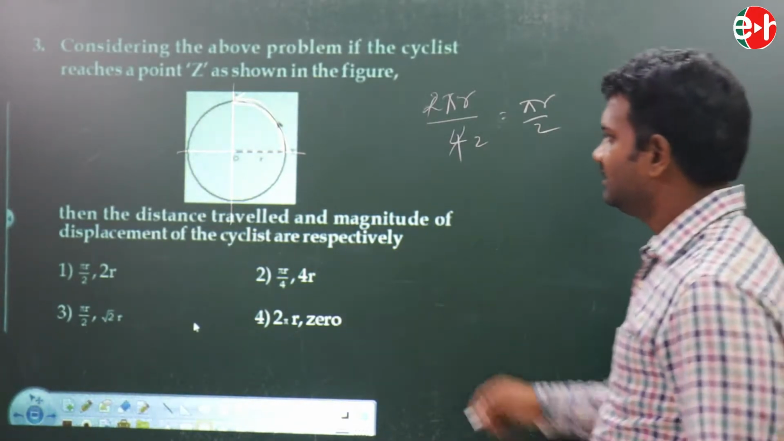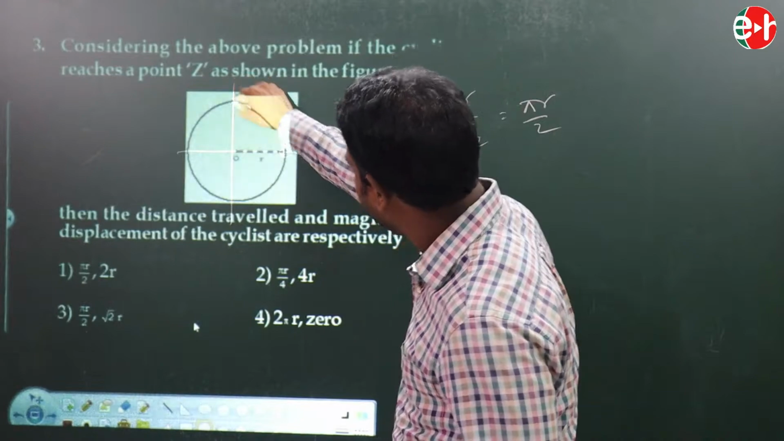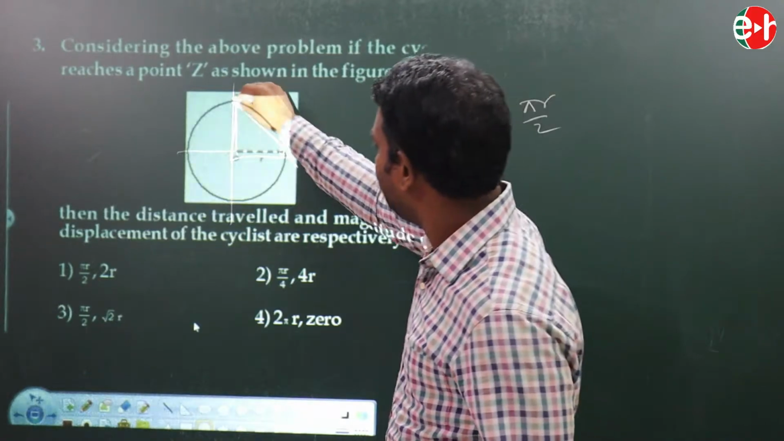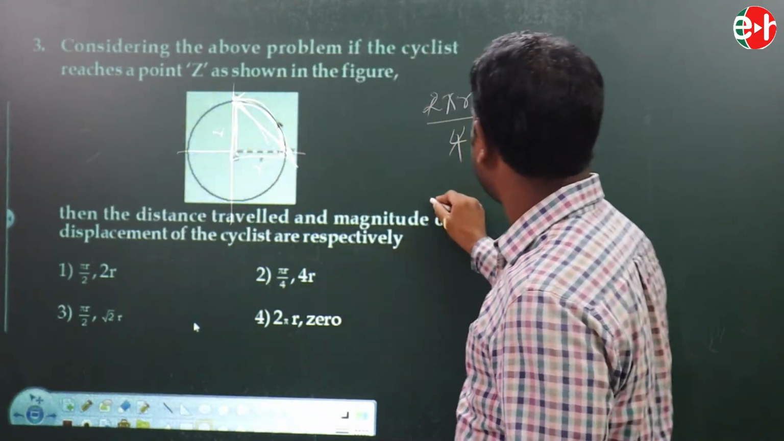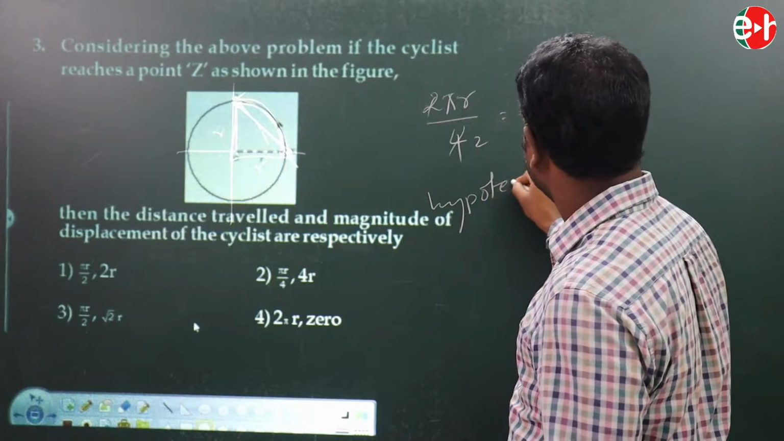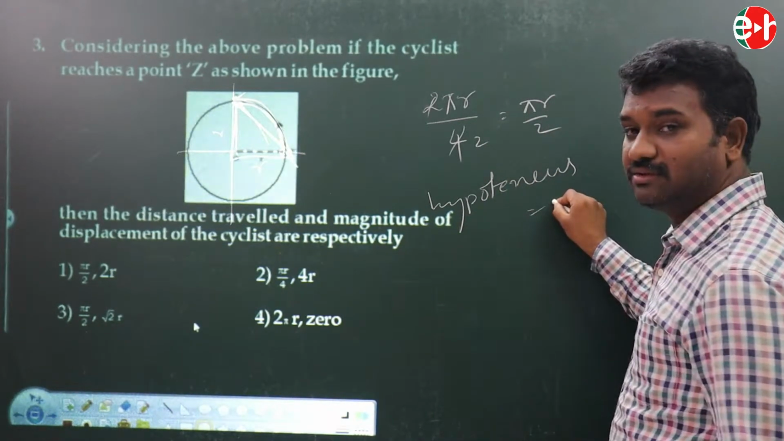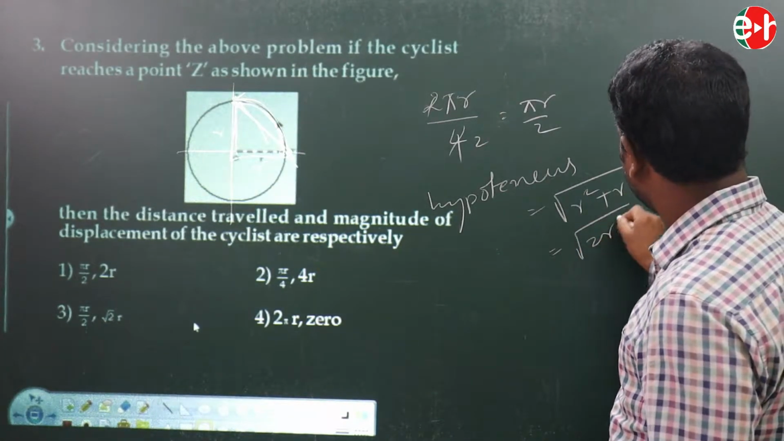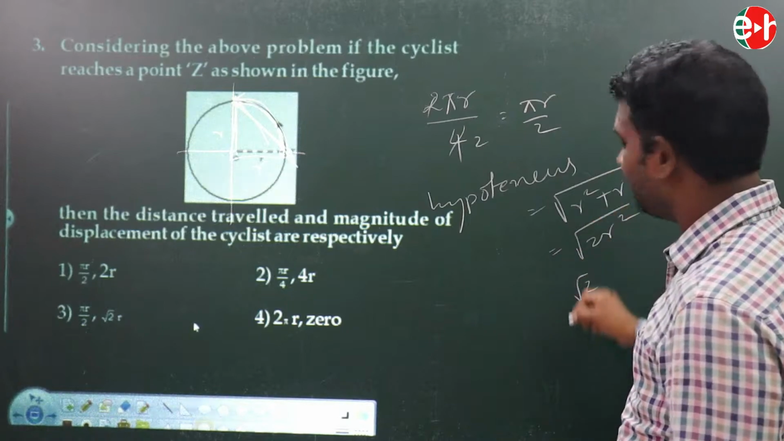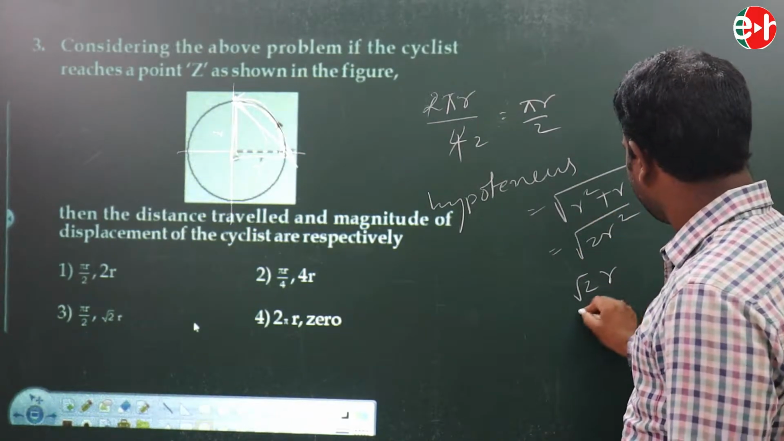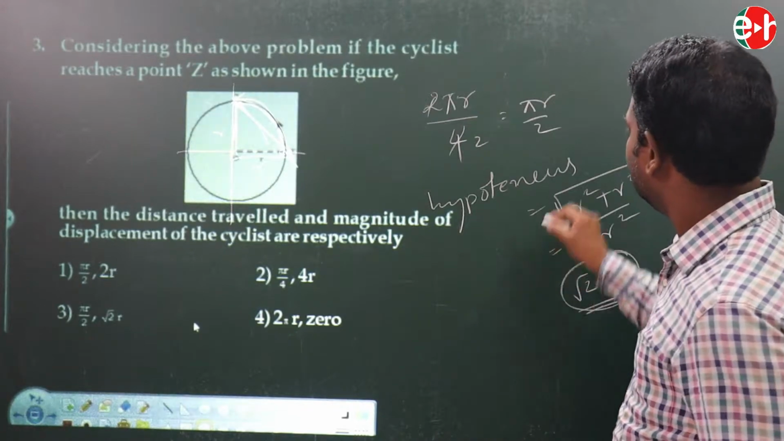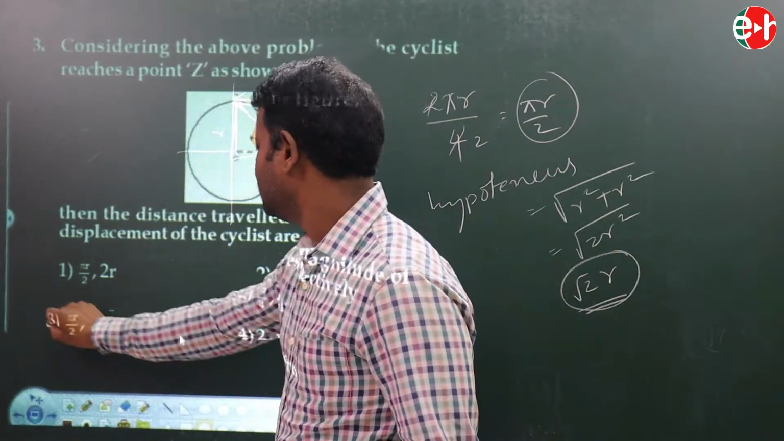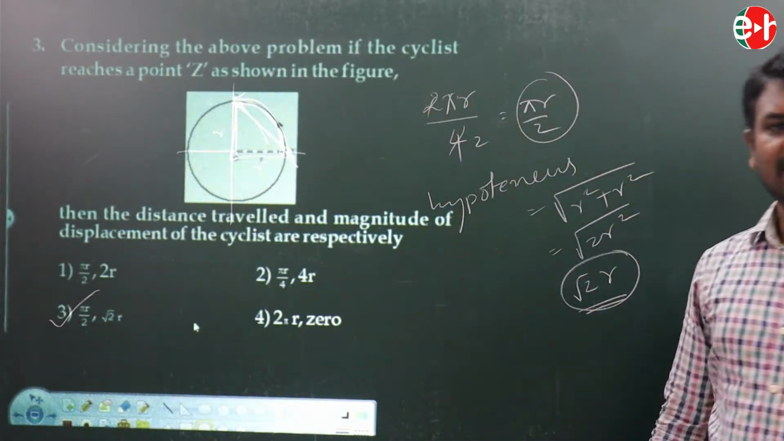What about the displacement? These are the initial and final points, and this is the shortest path. It looks like a right angle triangle, where this is the hypotenuse, and this is R, this is also R. So the hypotenuse is equal to root over R square plus R square, which is root over 2 R square, and square and root get cancelled, leaving root 2 R. So displacement is root 2 R and distance is pi R by 2. So it is our third option. Is it clear?